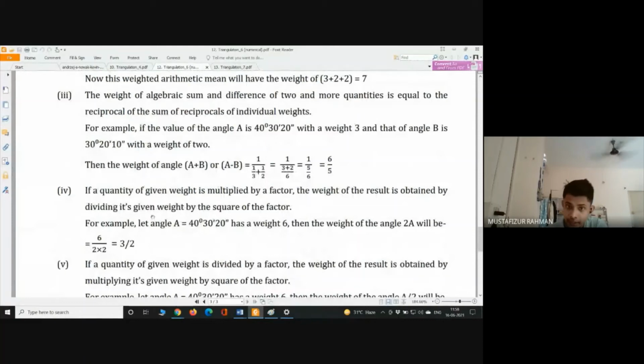Then we have another law. Now this law is for multiplying, when there is an angle A and we are finding out what will be the weight of the angle twice A. So what will happen? We have an angle A, the value is given, has a weight 6, and then the weight of the angle 2A will be how much? 6 divided by the square of the factor. So it's 2 squared.